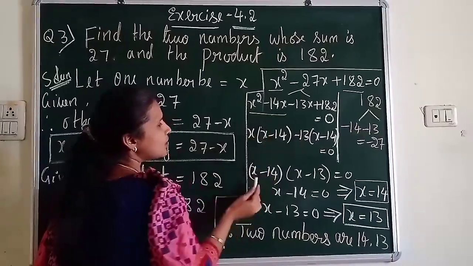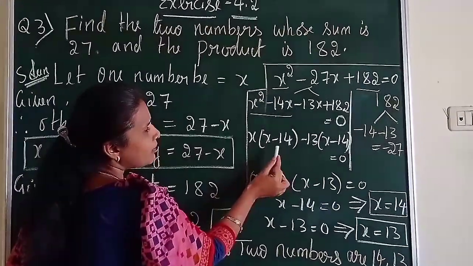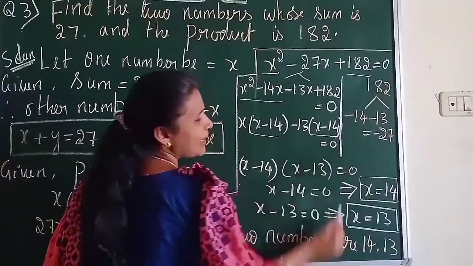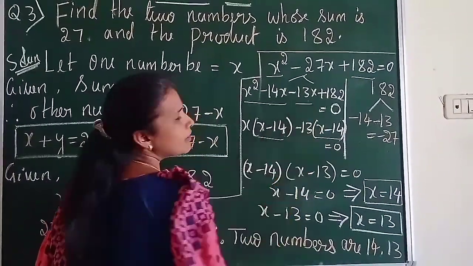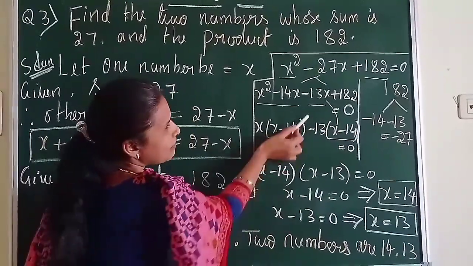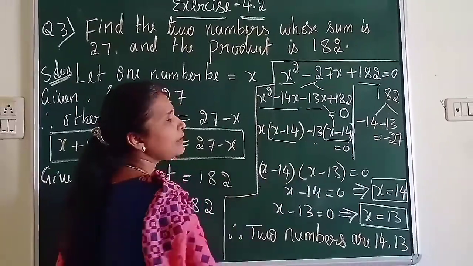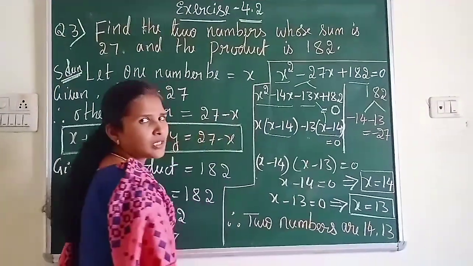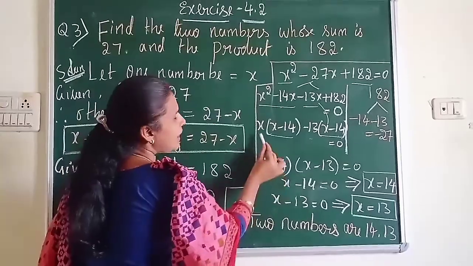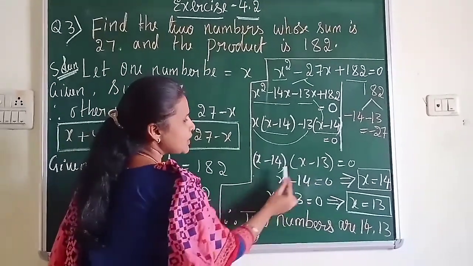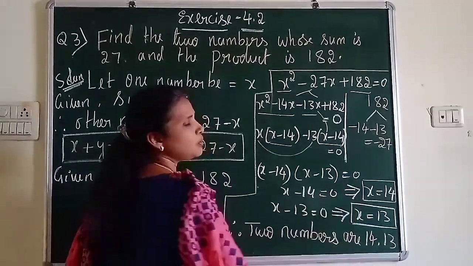And from first 2 terms take x common, when you take, remaining is x minus 14. Write x minus 14 as it is and pick the third term. In the third term, x is already in the bracket and the remaining is minus 13. Write as it is. So we got x minus 14 as a common factor. Remove it and remaining factor is x minus 13. So x minus 14 into x minus 13 equal to 0.